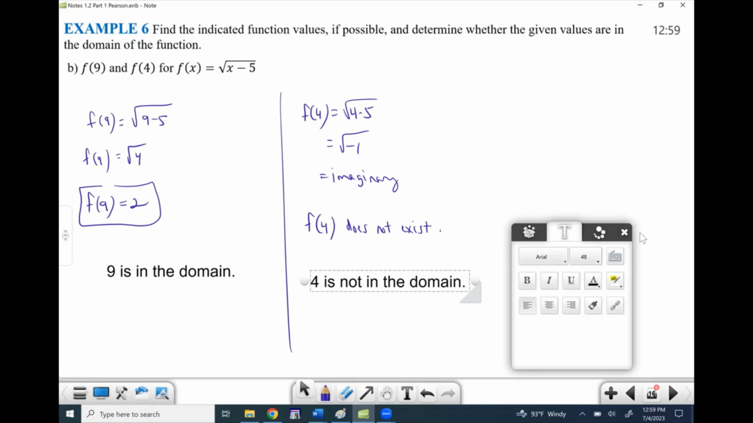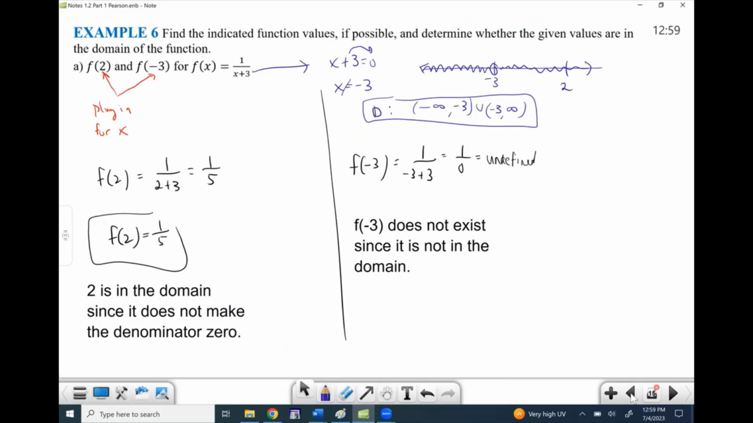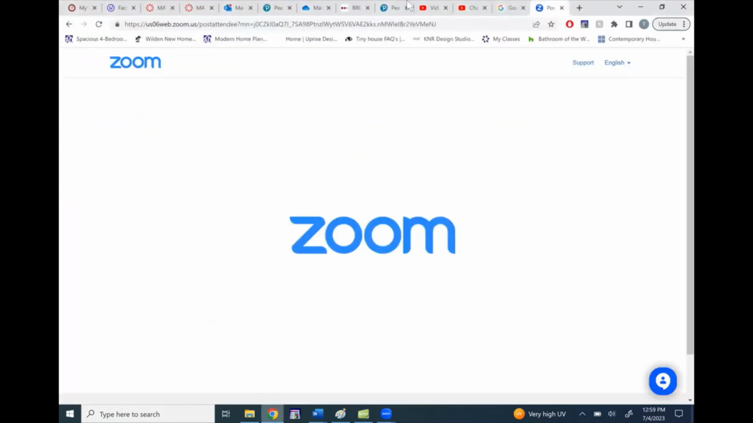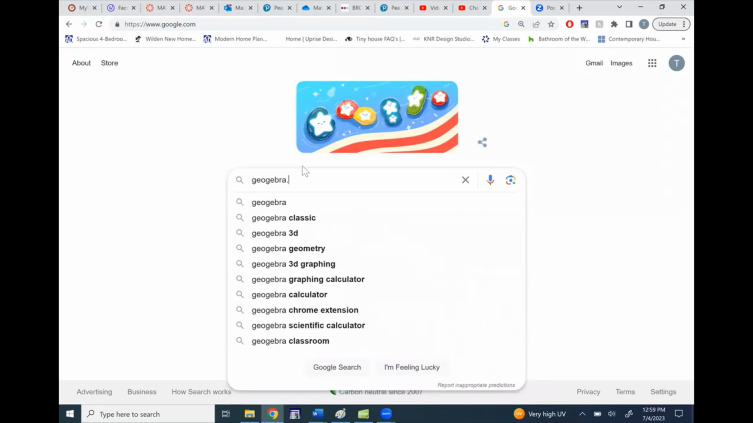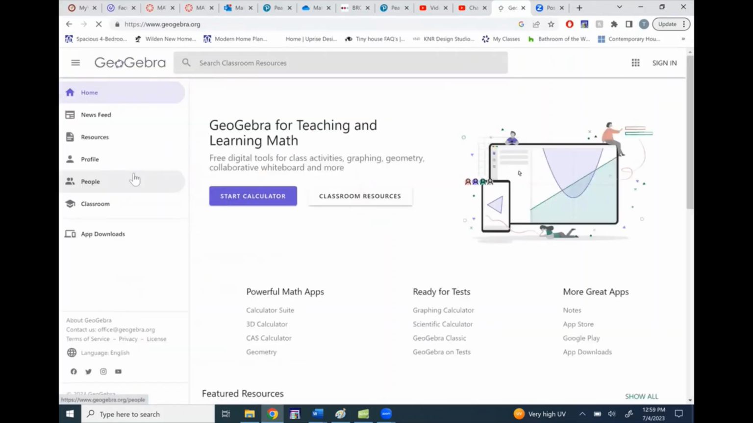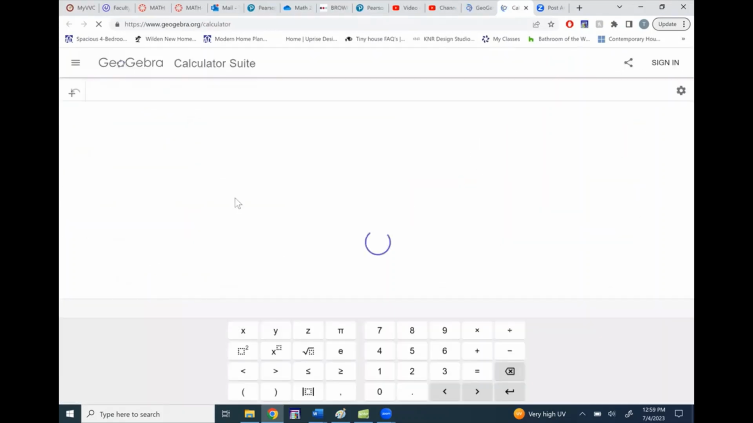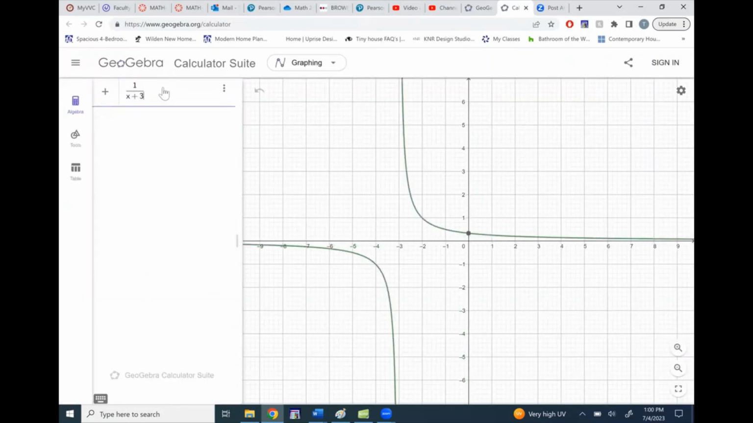Let's go look at some pictures really quickly of these last two examples so you can see visually what's going on. Okay, so let me go ahead and put it in GeoGebra. All right.